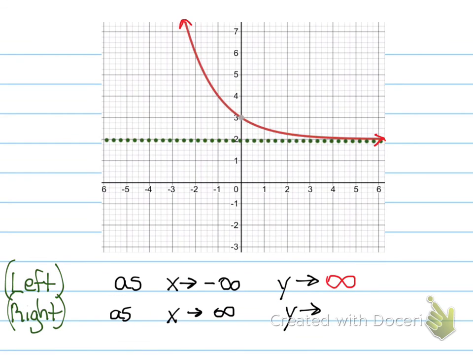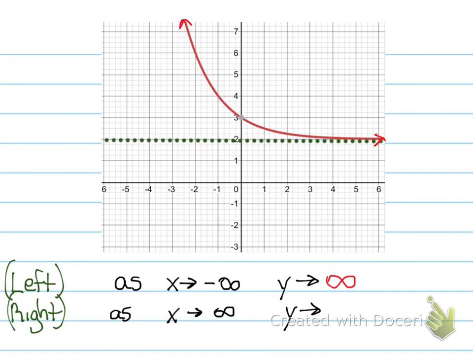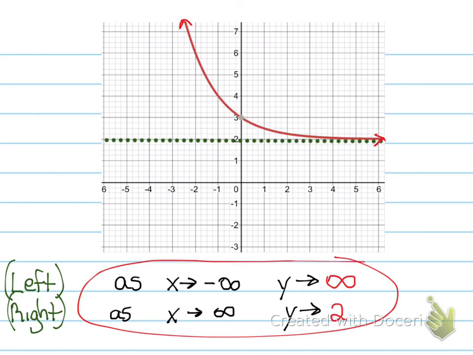Now let's look at that right side of the graph. Just like we always said, your x will always approach positive infinity on the right side. Now, to know what the y is doing, let's look at that arrow. As you can see, it's getting closer and closer to the asymptote. And my asymptote is at 2. So therefore, my y is going to approach 2. So on the right side, as x approaches positive infinity, y approaches 2. And this is my end behavior. That's it.